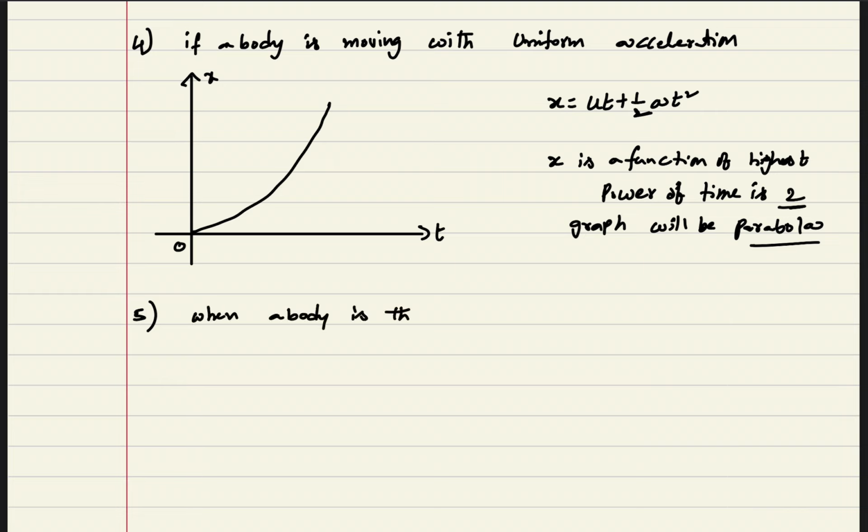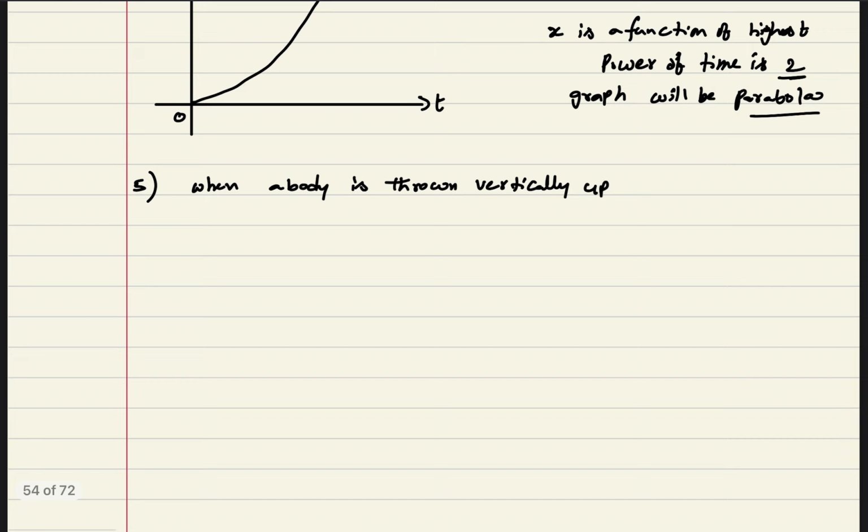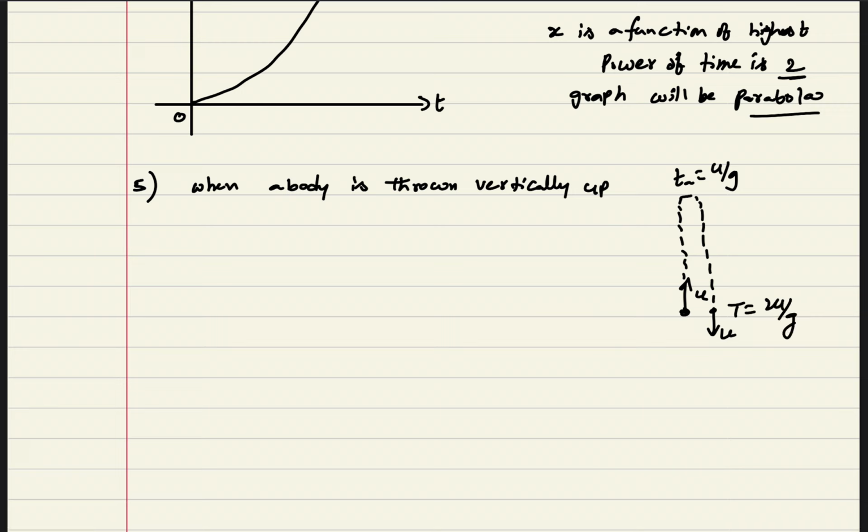Similarly, suppose a body is thrown vertically up. Whenever a body is thrown vertically upward with velocity u, it reaches the maximum height in time of ascent u by g. Again, it will come back and reach the same point with the same velocity u. Time of flight we can write as 2u divided by g.